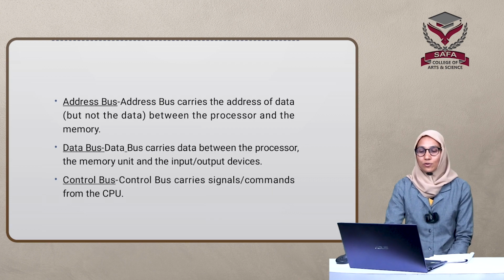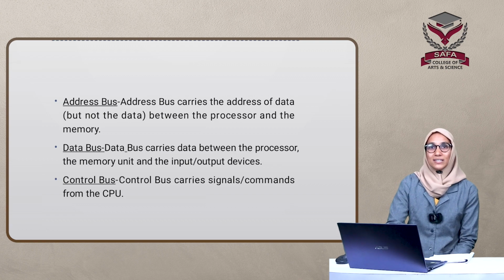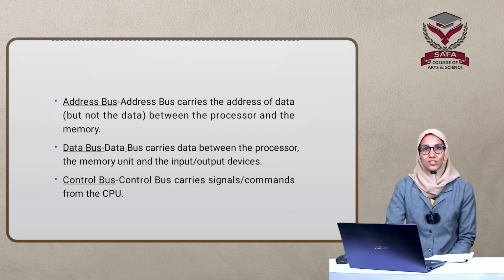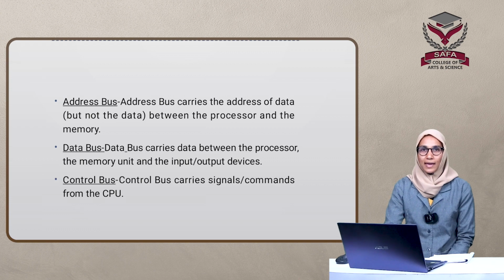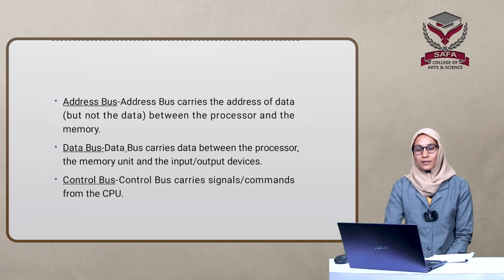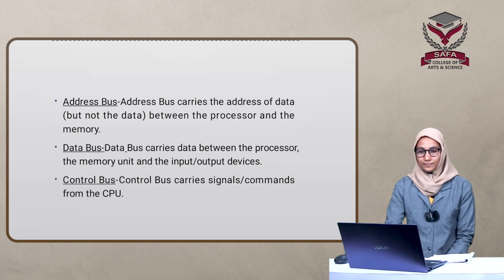Third bus is control bus. Control bus carries control signals, only signals, commands from CPU. Signals can be carried by using control bus. These are the three types of buses: address bus, data bus, and control bus.